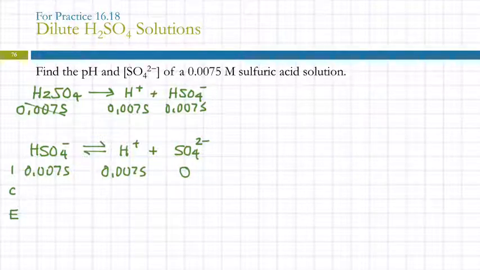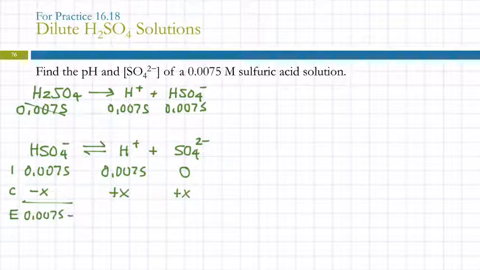Okay? So we have nothing here. No reverse reaction can happen. It's got to go forward. So that means we're going to lose X here. We're going to gain X there and gain X here. And so we've got 0.0075 minus X and 0.0075 plus X. And then this one's X.